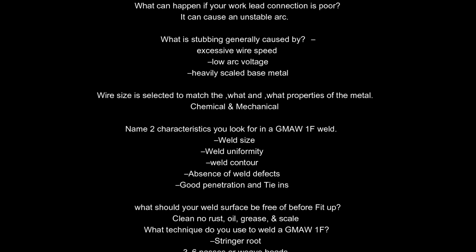What can happen if your work lead connection is poor? It can cause an unstable arc. What is stubbing generally caused by? Excessive wire speed, low arc voltage, heavily scaled base metal. Wire size is selected to match the what? Properties of the metal: chemical, mechanical.